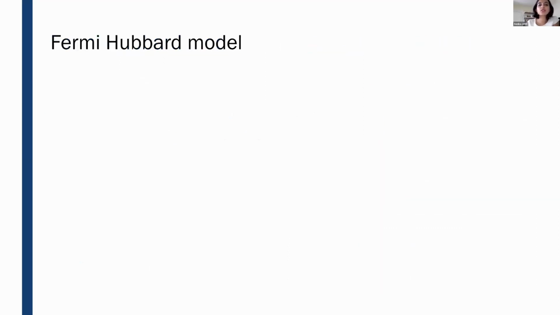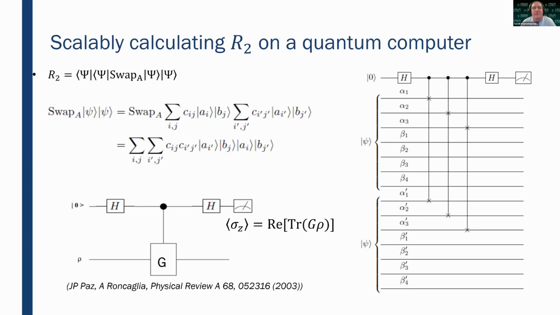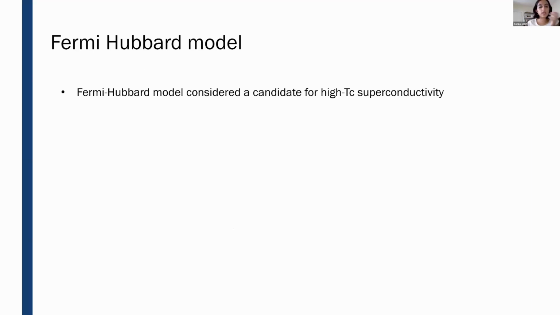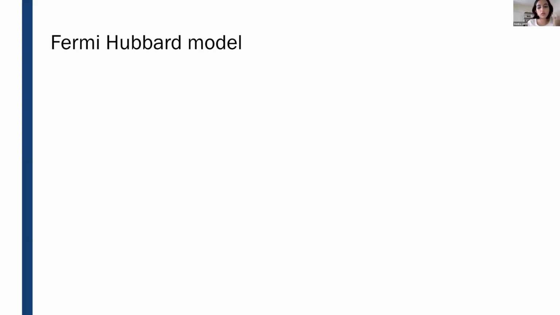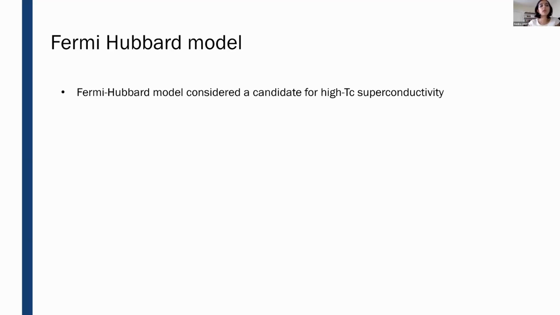But okay, so we want to measure this. So we have a circuit to measure entanglement between two subsystems, right? Okay, so let's try it on some model. So for this, we pick the Fermi-Hubbard model.